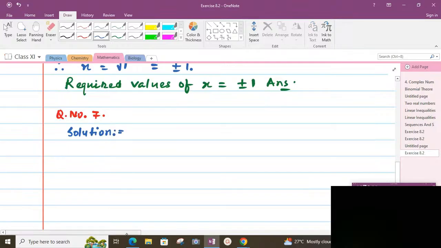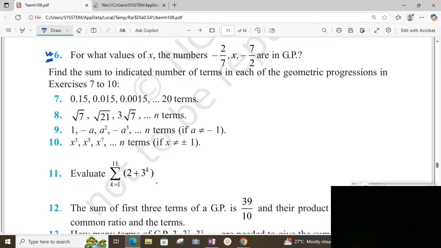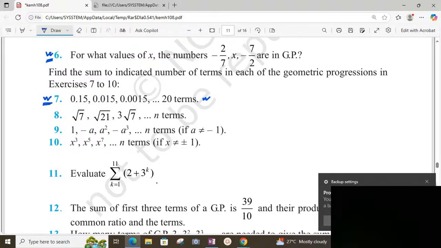First of all, we see the question number 7. This is question number 7. 0.15, 0.015, 0.0015, dot dot, 20 terms. In this question, it asks us to find the sum to the indicated number of terms in each of the geometric progressions in exercise 7 to 10. So hope that there is no problem to solve this question.